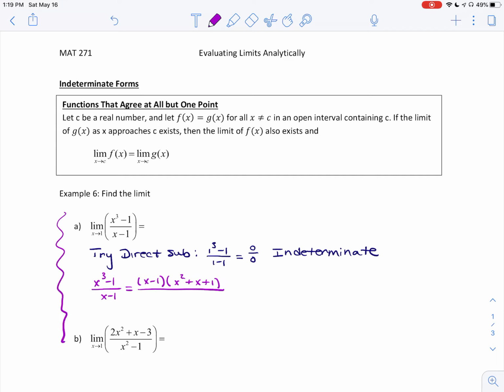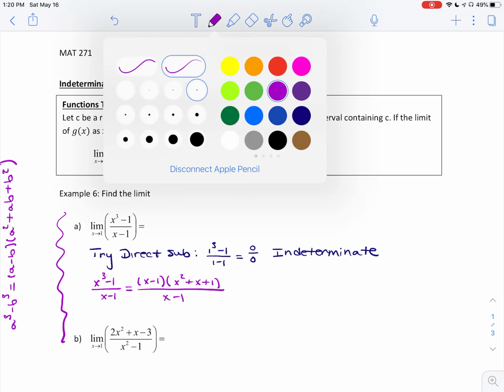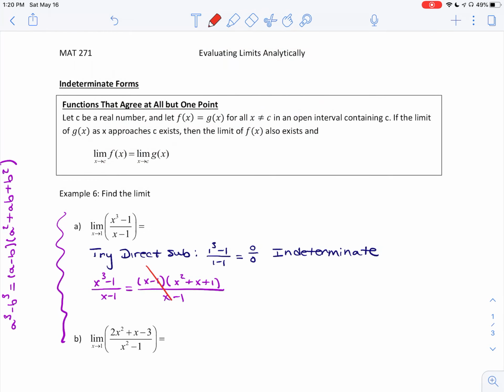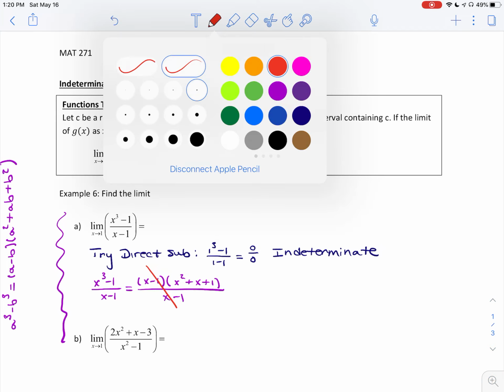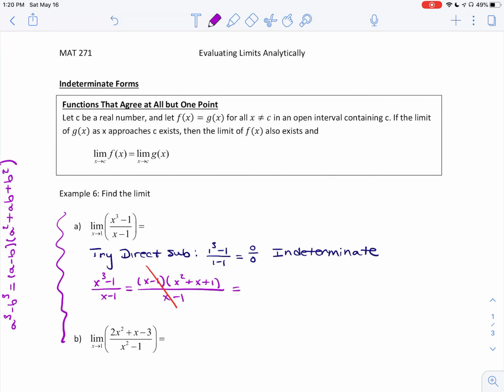Okay. In case you don't remember your difference of cubes, let me just go ahead over here on the side. We have a cubed minus b cubed is always equal to a minus b times a squared plus ab plus b squared. These are the difference of cubes formula. All right, and we still just have that x minus 1 on the bottom. Well, of course, you'll notice we have a common factor now, x minus 1, which we can just go ahead and cancel out on the top and the bottom, which leaves us with x squared plus x plus 1.